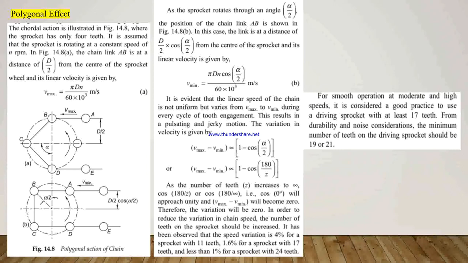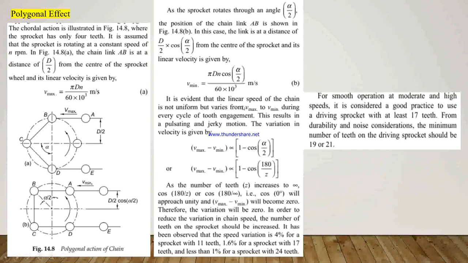In the first figure, we see that chain link AB is at a distance of d/2 from the center of the sprocket wheel, and the linear velocity there, Vmax, is equal to pi dn divided by 16 × 10^3 meters per second. But when the sprocket rotates through an angle alpha/2, the position of link AB changes by d/2 cos(alpha/2), and the velocity also changes from Vmax to Vmin, that is, Vmin is equal to pi dn cos(alpha/2) divided by 16 × 10^3 meters per second.